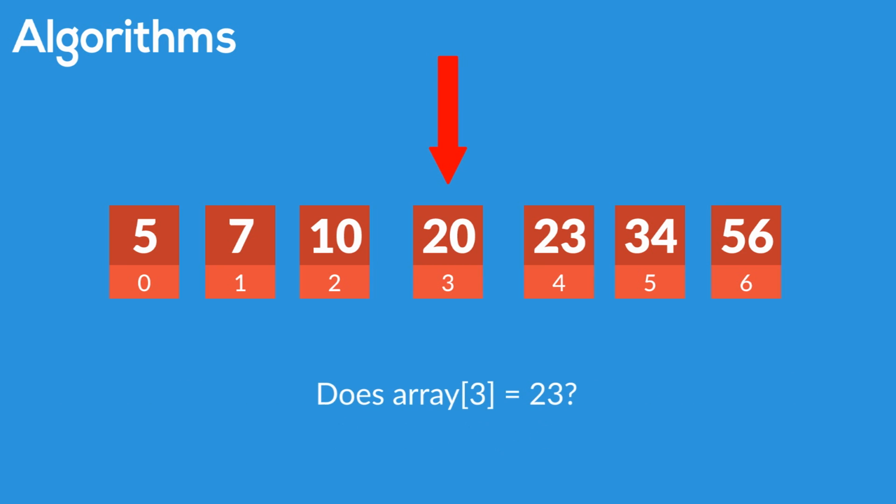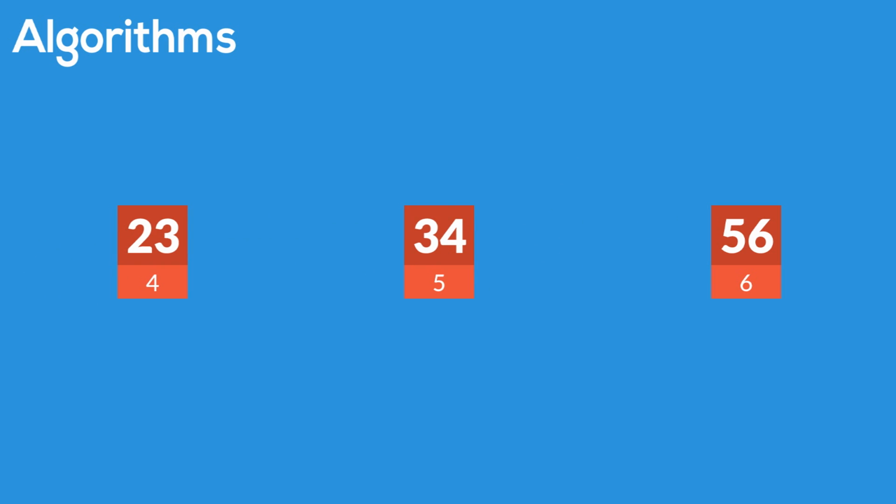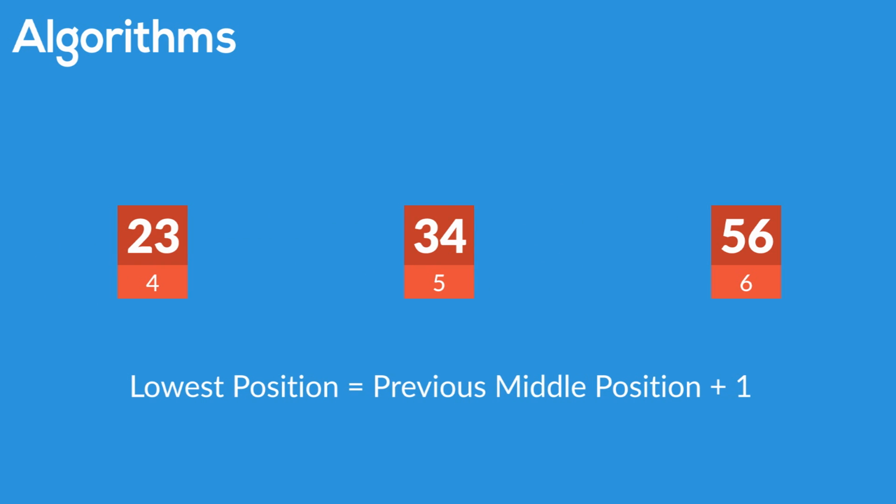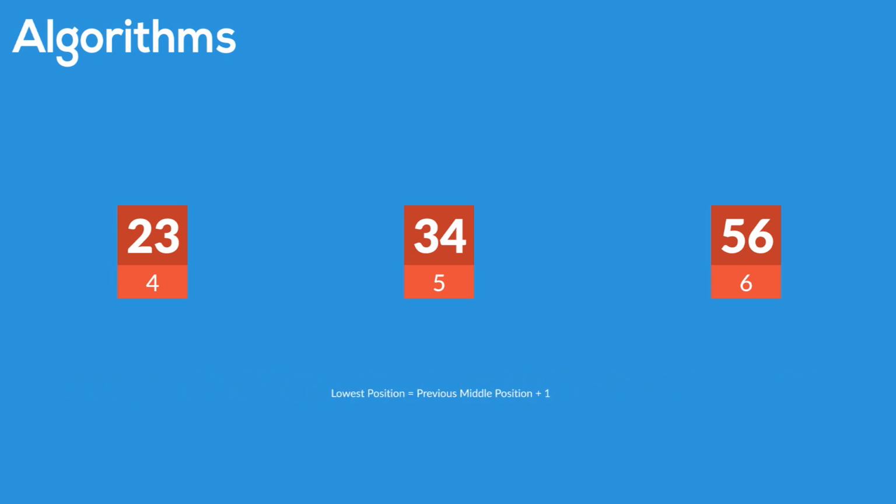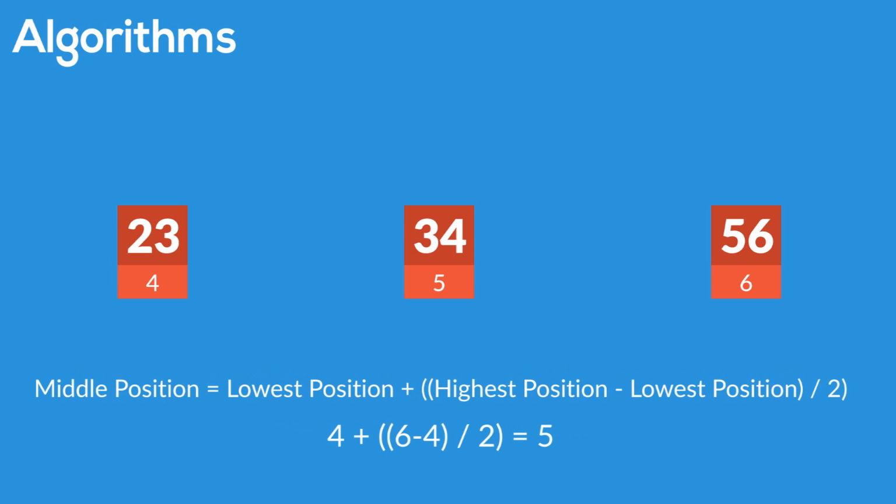So does the value at position 3, which is 20, equal what we're looking for? Nope. Is 20 less than 23? Yep. So we'll travel to the right because we know we need bigger numbers. Now let's try it again, except this time our lowest position is going to be the previous middle position plus 1. So it'll be 4. Time to find the middle again. So 4 plus (6 minus 4) divided by 2 equals 5.